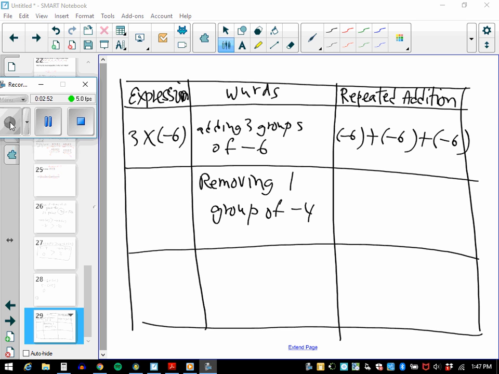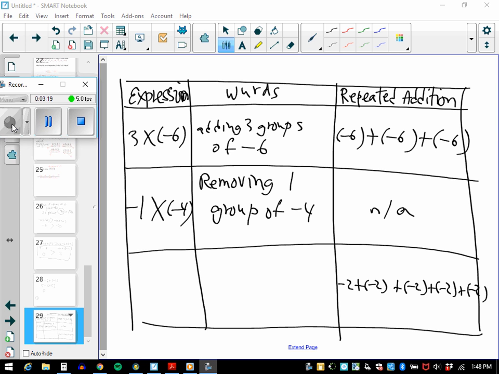In your next question, it gives you the words of removing 1 group of -4. As an expression, removing 1 group of -4 is what it would look like this way. And over here, since you can't express removing groups in repeated addition, the answer for this is you can't do it. So we say NA. It's not applicable. So the answer is you can't express that expression in repeated addition.